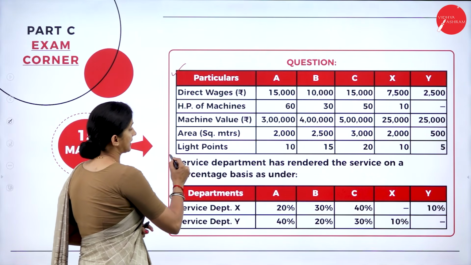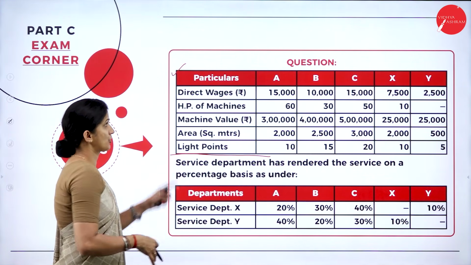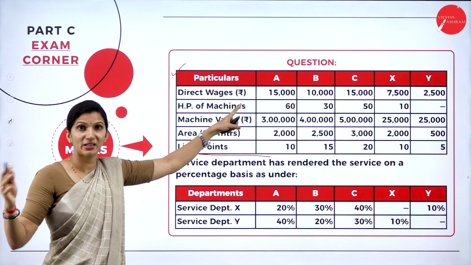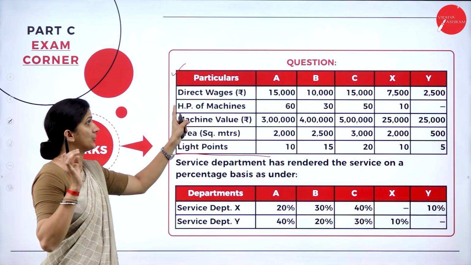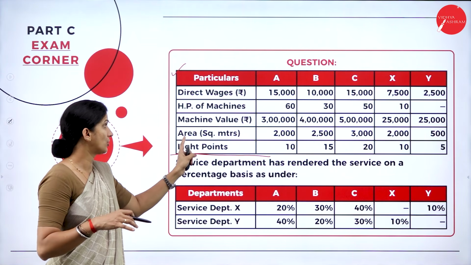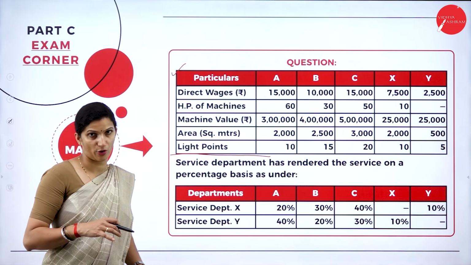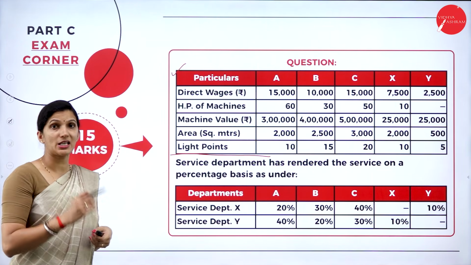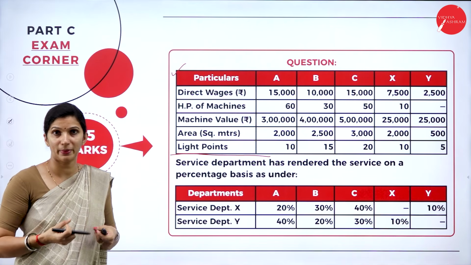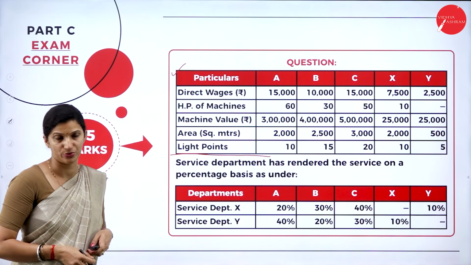So that is given in this table. You have department-wise direct wage, then the HP of machine, then the machine's value, area and the light point. Now we'll see which are the overheads and which basis you are supposed to use.